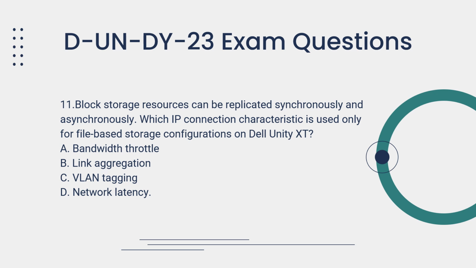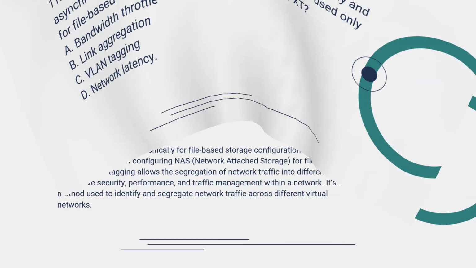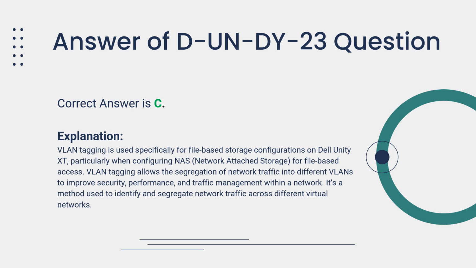Block storage resources can be replicated synchronously and asynchronously. Which IP connection characteristic is used only for file-based storage configurations on Dell Unity XT? A. Bandwidth throttle. B. Link aggregation. C. VLAN tagging. D. Network latency. Correct answer is C.